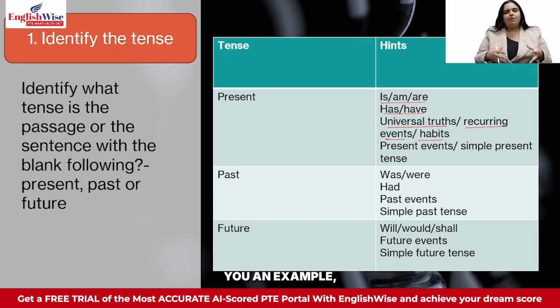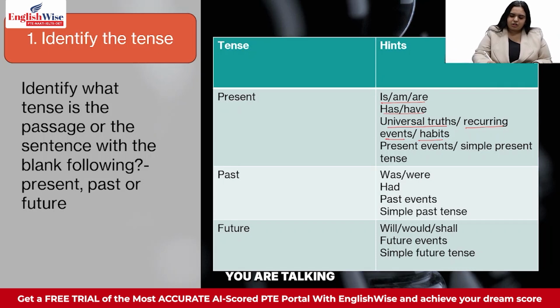Like if I give you an example, Christmas falls on the 25th of December every year. So it's a recurring event. Every year on 25th December, we will have Christmas. Or we are talking about habits, like I brush my teeth twice daily. So these are all present tenses because they're talking about recurring events, habits, or any universal truth.